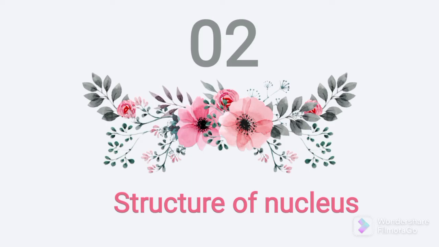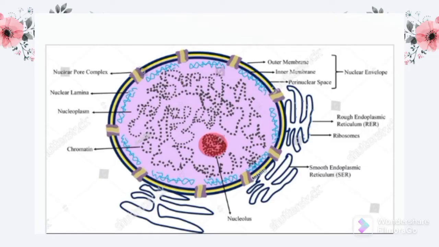Structure of the nucleus. Now this is the internal structure of the nucleus: an outer membrane, inner membrane, endoplasmic reticulum. On the endoplasmic reticulum, the ribosomes are present. Smooth endoplasmic reticulum, the thread-like material which is present inside, known as the chromatin, the nucleoplasm, the nuclear lamina, the nuclear pore complex. So, this is the internal structure of the nucleus.